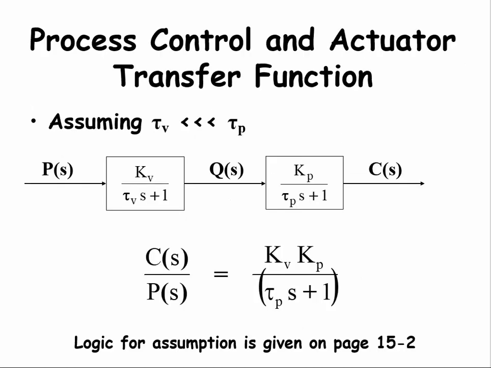So if we assume tau v, the time constant of the actuator, is much smaller than the time constant of the process, tau p, we can combine and simplify the two elements and use one transfer function that relates the process output, CS, to the controller output, PS. For more details, please see page 15-2 of the course packet.